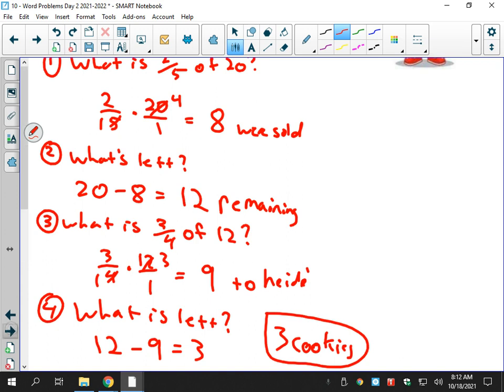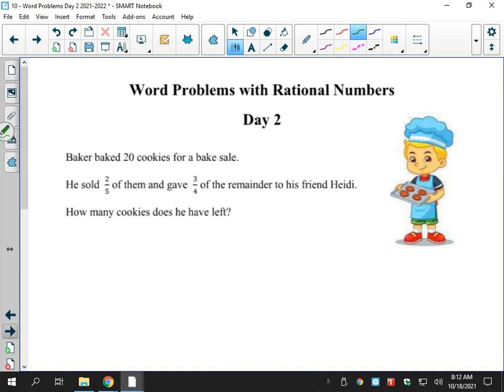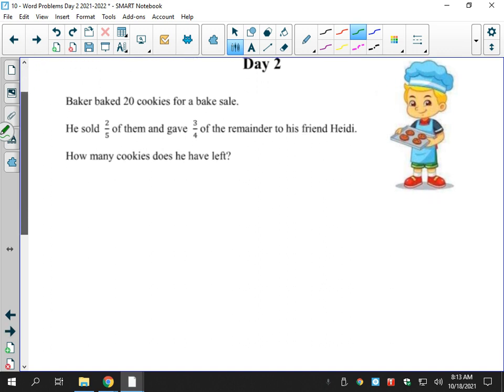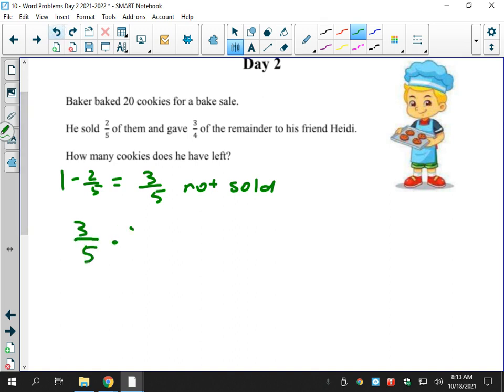And I told you one more approach, our third method, I'm going to say is a little more like operational plus. It's a little quicker, okay? So this one's a little more fraction based. So if Baker sold 2/5 of the cookies, well, then he didn't sell 3/5, right? 1 minus 2/5, our whole, means 3/5 not sold. Right, so let's just figure out, well, what's 3/5 of 20? So 3/5 times 20 equals 12. 12 remaining.